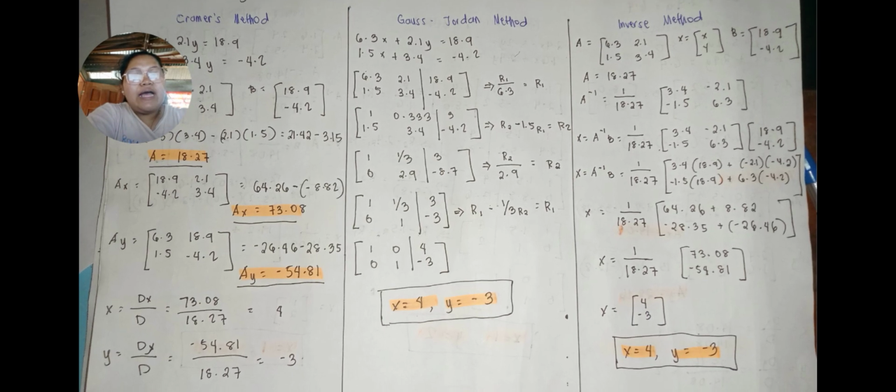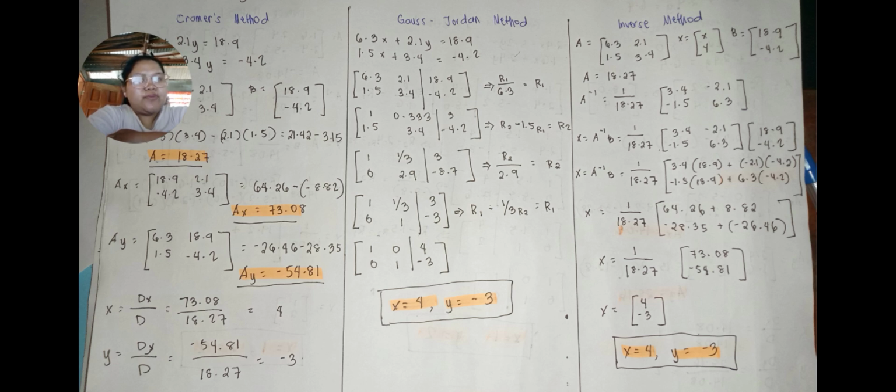So let us check if the inverse method has the same answer. We have here the inverse method. We are going to separate the A, the X, and the B. A is equal to 6.3, 1.5, 2.1, and 3.4, for the x and y. B is 18.9, negative 4.2. So, our determinant A is 18.27. In order to get the inverse of A, we have here A to the negative 1, 1 over 18.27.